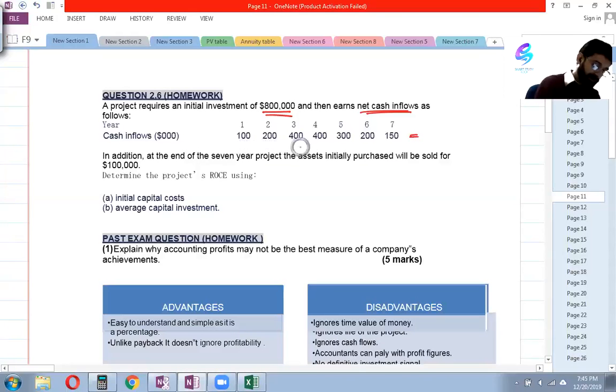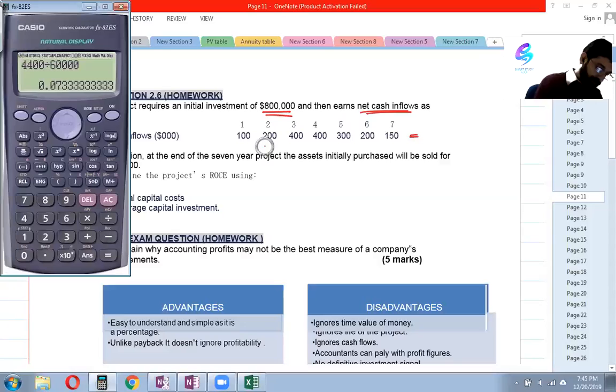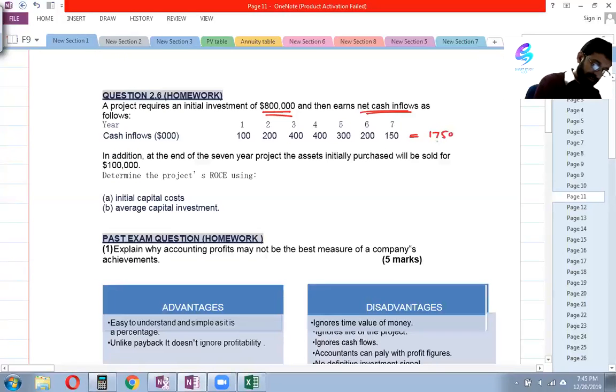So 100 plus 200 plus 400 plus 400 plus 300 plus 200 plus 150 will be 1,750. So the cash flows in total are 1,750. In addition, at the end of the 7 years, the project assets initially purchased will be sold for 100,000. So here is the scrap value.